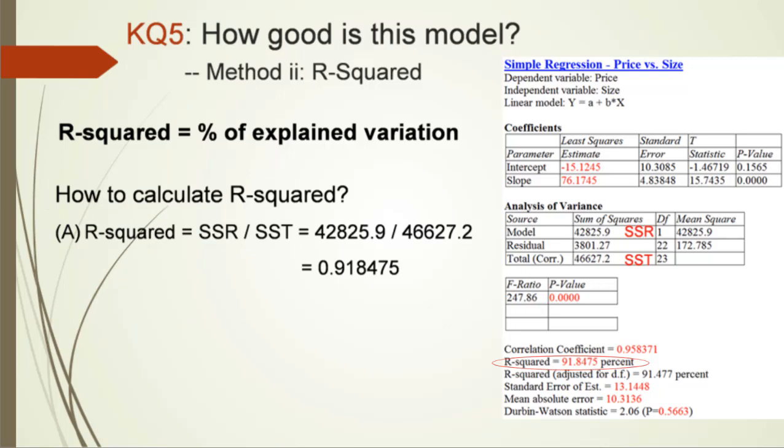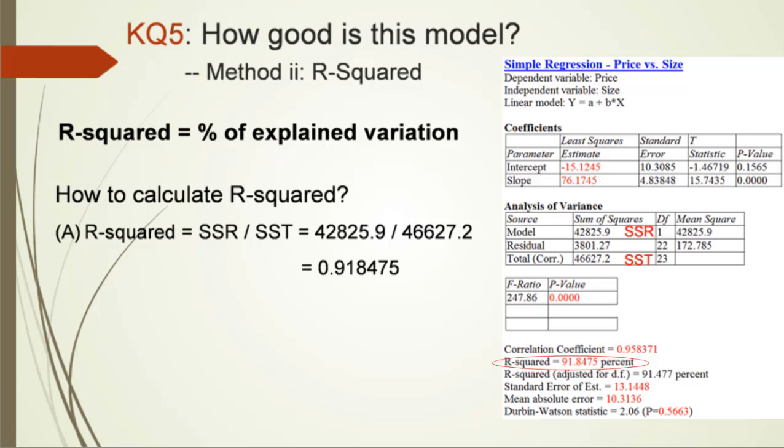Sometimes the R-squared may be missing from the regression output. That means we would have to calculate it on our own. There are two different methods to compute R-squared. The first one is to use the definition of R-squared. It represents the percentage of explained variation. So we just have to use the amount of explained variation, that is SSR, divided by the total variation, SST, so SSR over SST.